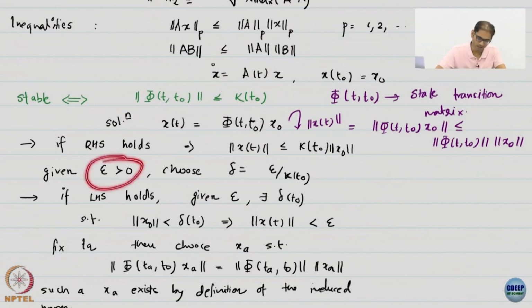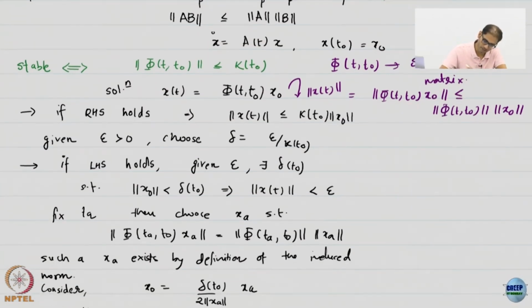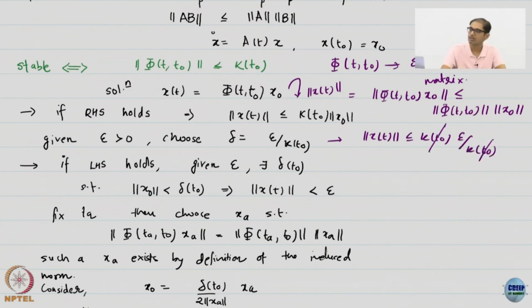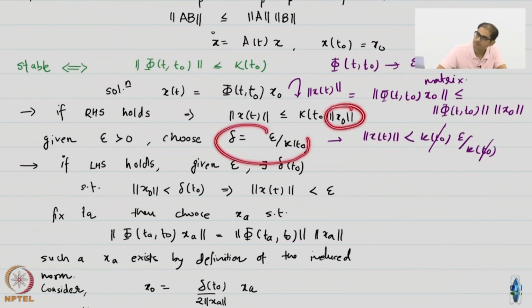Now, if I am given an epsilon, I choose my delta as this. Delta is just epsilon divided by this guy, because it is obvious that if this happens, then the norm of x is less than or equal to k t0 times epsilon by k t0, and I am done, right. Well, in fact, this becomes less than, not less than or equal to, because remember that my initial condition is strictly less than delta, okay.